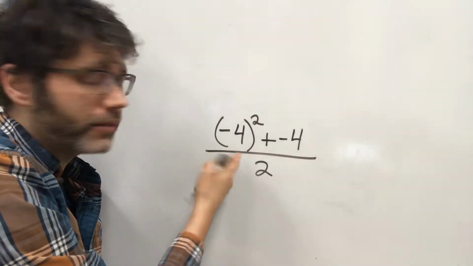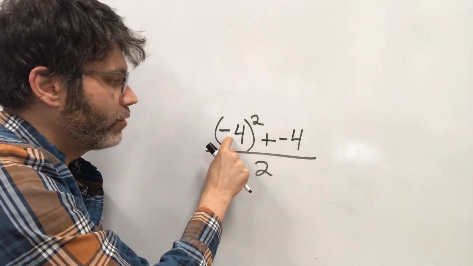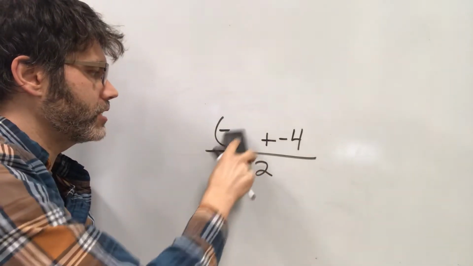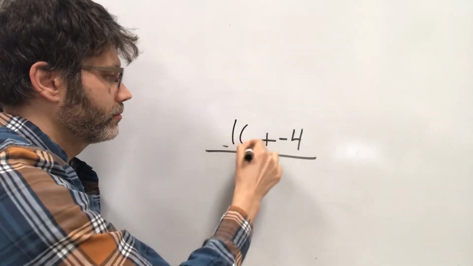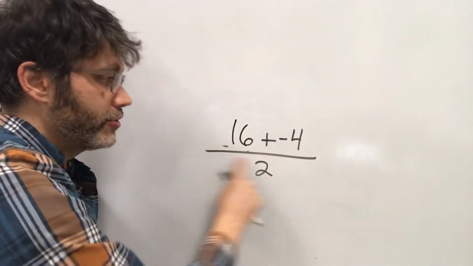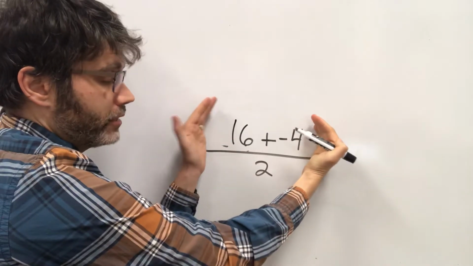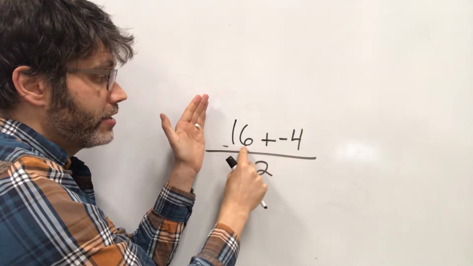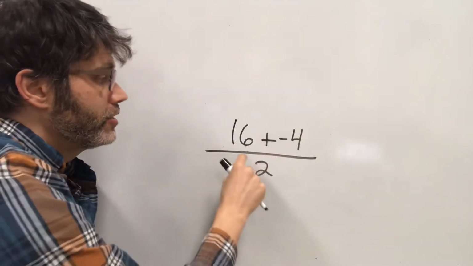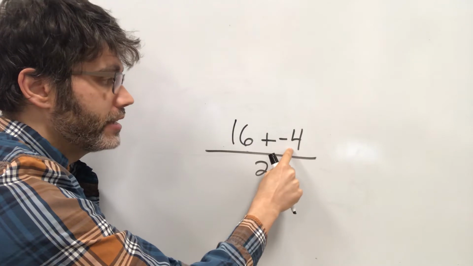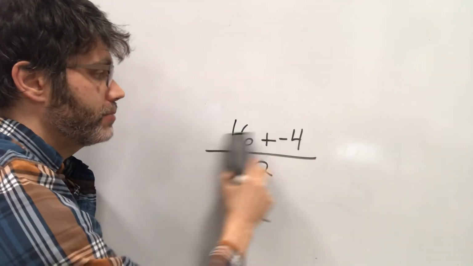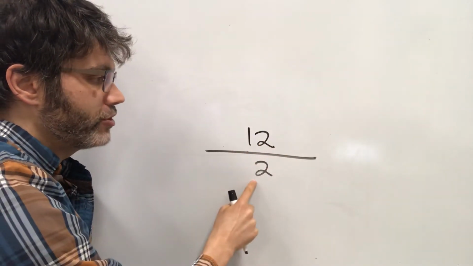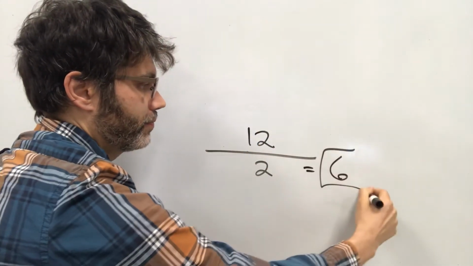We need to do the exponent here. So here, remember, negative 4 times negative 4 is a positive 16. So this right here is positive 16. Now we can do what we ultimately wanted to do in the first place, which was grouping. And now, since we are just left with numbers with no exponents, we can do the grouping. So 16 plus negative 4 is positive 12. So this becomes positive 12 up here. And now it's 12 divided by 2, which is going to be 6.